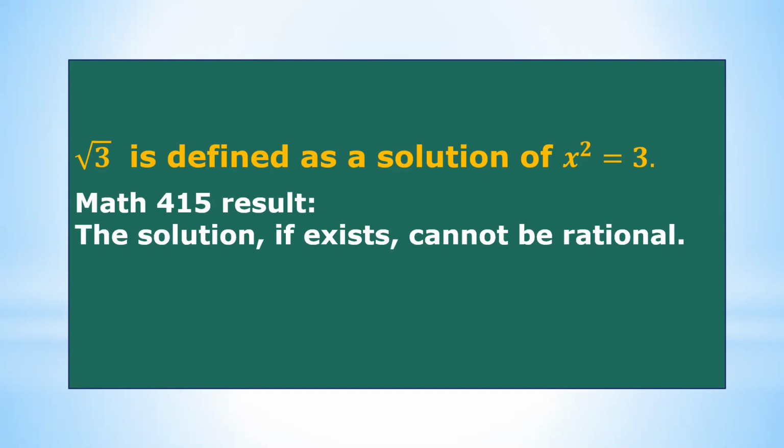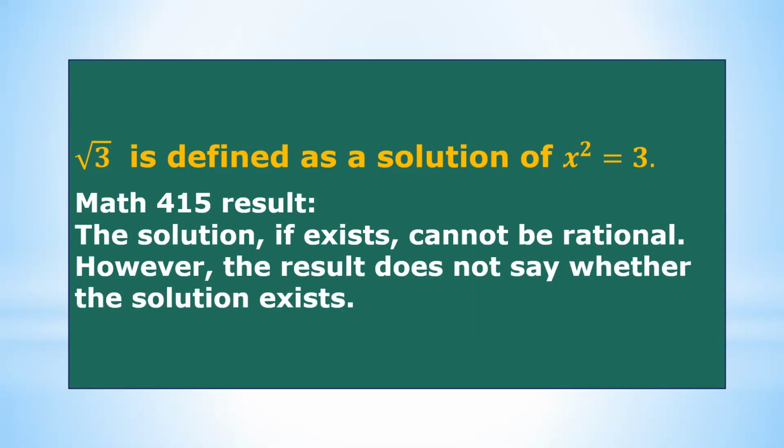So what does it mean is x squared equals 3. I don't know whether this equation has a solution or not. But if this equation has a solution, then that solution cannot be rational. So in a moment, I'm going to review the proof with you as one review problem, okay? This 415 result does not tell you anything about the existence of a solution, right? So it doesn't tell you what square root 3 is. It only tells you the square root 3 may be an irrational number if it exists, but it doesn't tell you any property of this square root 3.